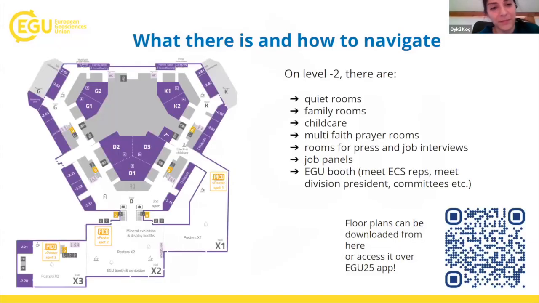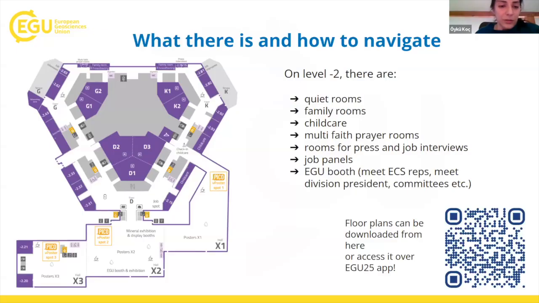The majority of our facilities are actually in the purple level, so on level -2. We have the quiet rooms, family rooms, childcare, multiplayer rooms, and rooms for press and job interviews. We have job panels and the EGU booth. In case you need to have a breather, you can use the quiet rooms. If you are attending EGU with your family, your carer, or your child, then you can use the childcare if you have signed up, or you can use the family rooms.